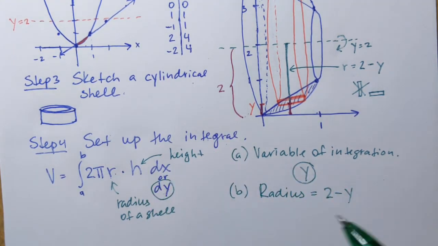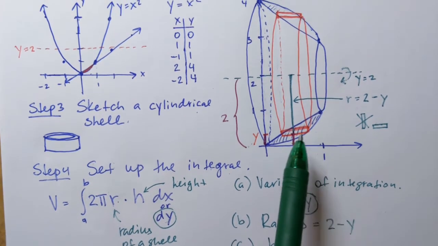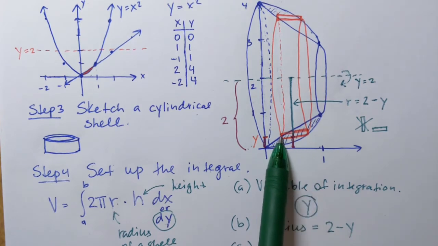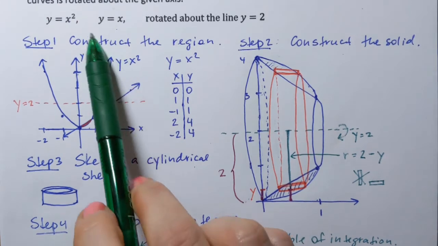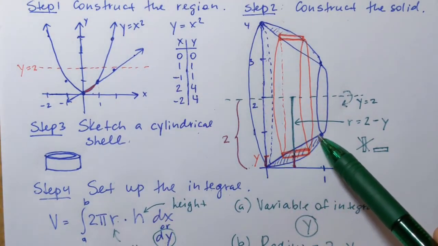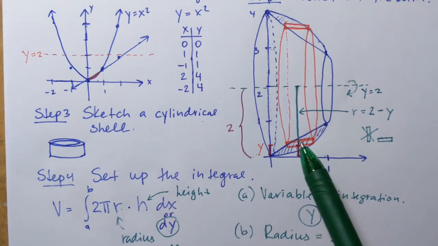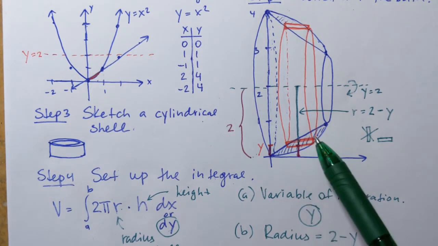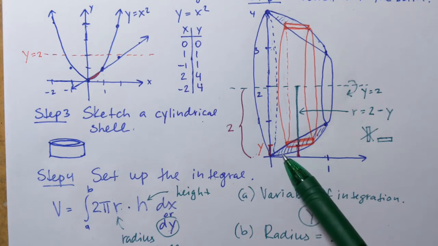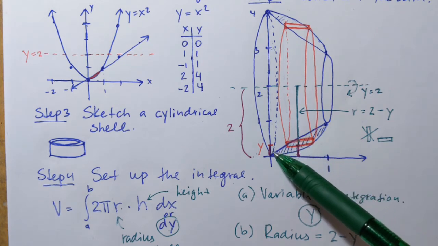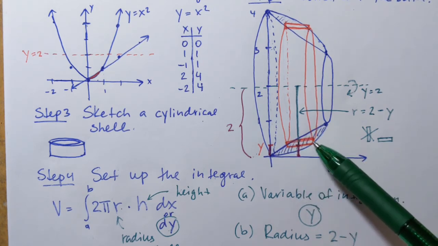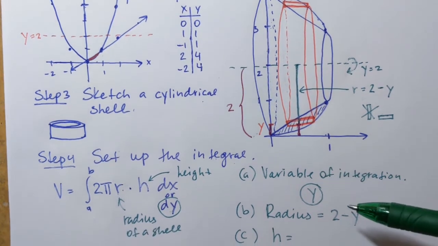And now we need to talk about the height. The height of the shell. Well, the height of the shell is exactly the length of this rectangle, right? And this rectangle is bounded by 2 curves. Well, this curve that was given to us, y equals x squared, and this line, y equals x. So we already know that to express the length of this segment, we have to take the function describing the right curve, and subtract the function that describes the curve on the left. So right minus left.